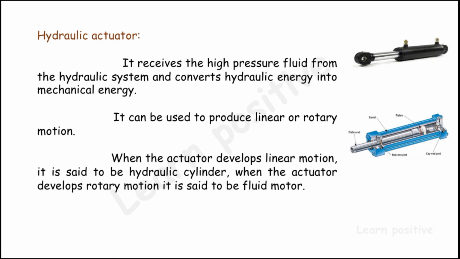When the actuator develops linear motion, it is said to be the hydraulic cylinder. So, with the help of the hydraulic cylinder only, the actuator gives the linear motion. With the help of a fluid motor, we give the rotary motion by using the pressurized liquid. So, where do we use the fluid motor? Fluid motor is otherwise said to be the turbine. It is mainly used in dams.